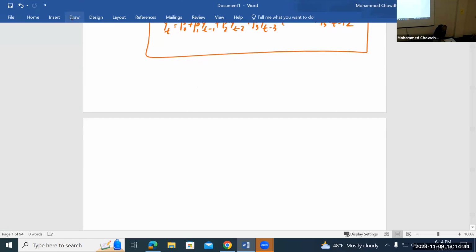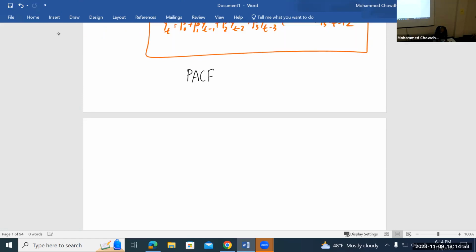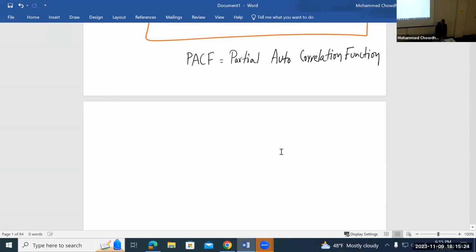So take a look, there is a concept known as the partial autocorrelation function. Partial autocorrelation function. So what does correlation mean? Correlation means, suppose you have YT, Y, T minus one, Y, T minus two, Y, T minus three, Y, T minus four, Y, T minus five, all of these up to Y, T minus 12.